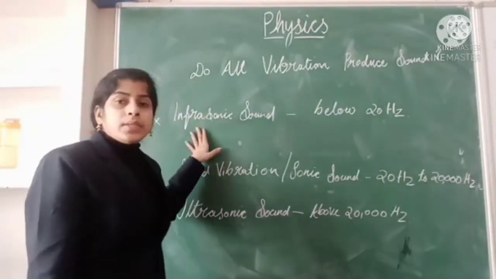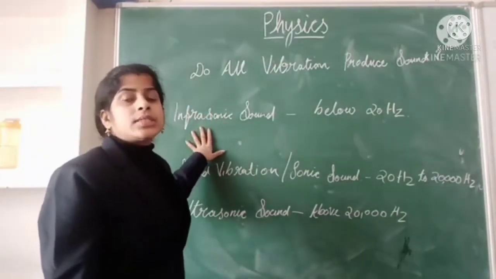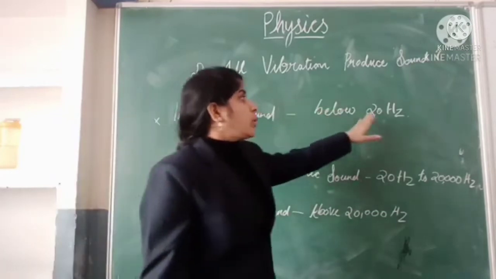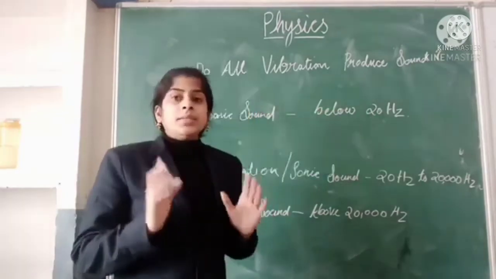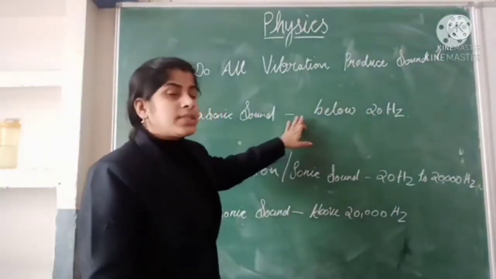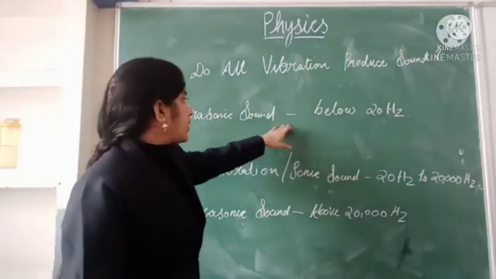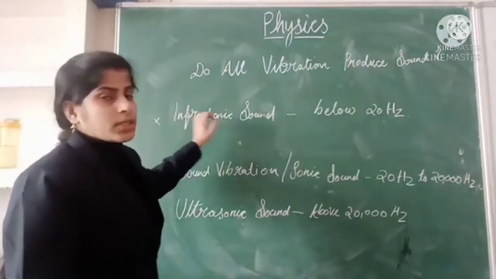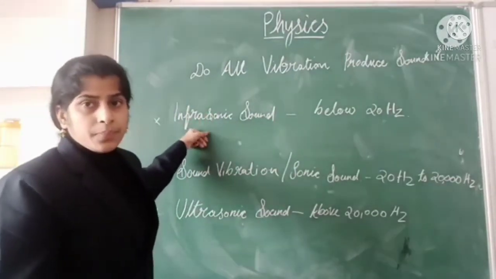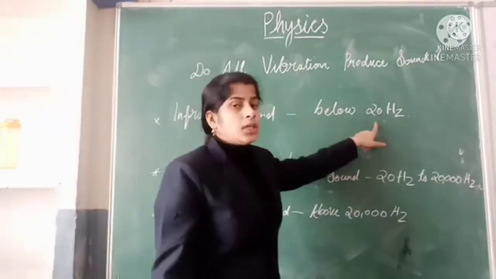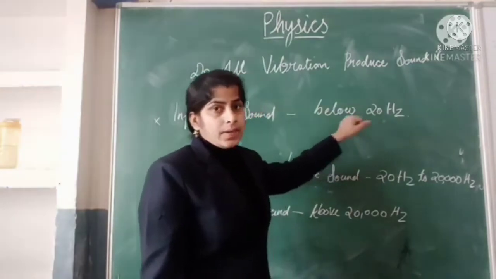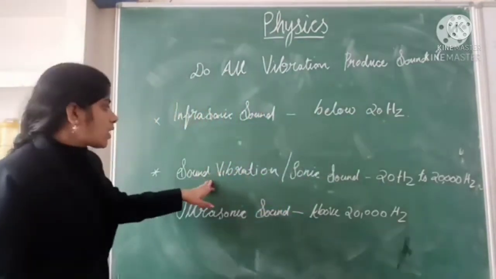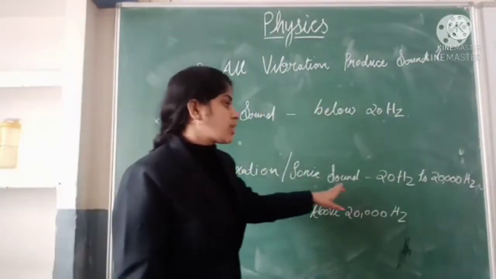If the frequency of vibration is less than 20 hertz, the human ear cannot perceive it. So this kind of vibration is known as what? Infrasonic sound. Okay, below 20 hertz. Clear? And the next is sound vibrations, or sonic sound.